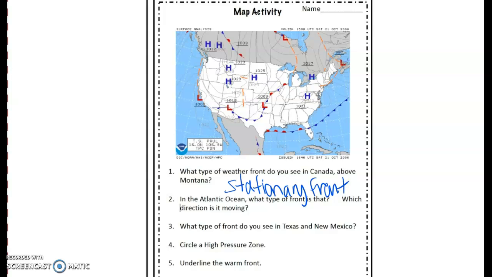And then in the Atlantic Ocean, what type of front is this? Well, we have a cold front right there, and it's moving east because of the arrows right here. It's showing it's kind of moving southeast, so you could put southeast. What type of front do you see in Texas and New Mexico? That's this area here. We see a cold front.